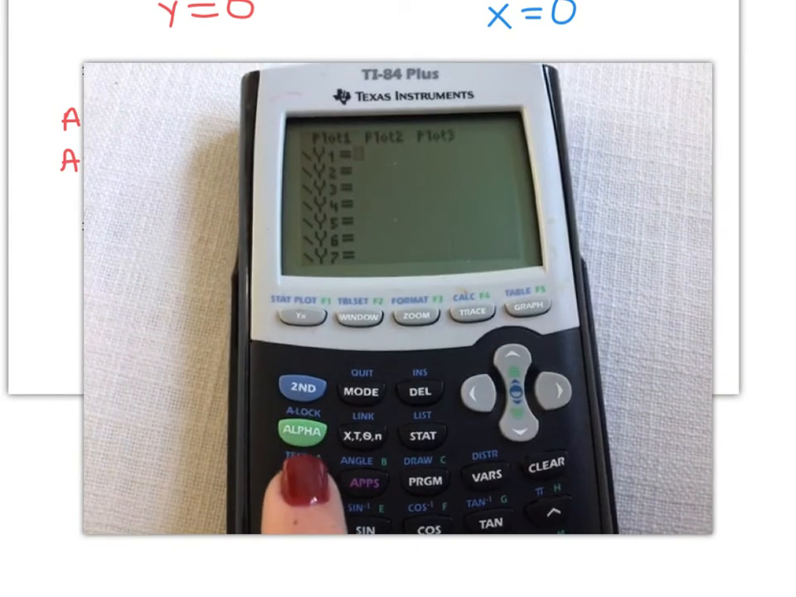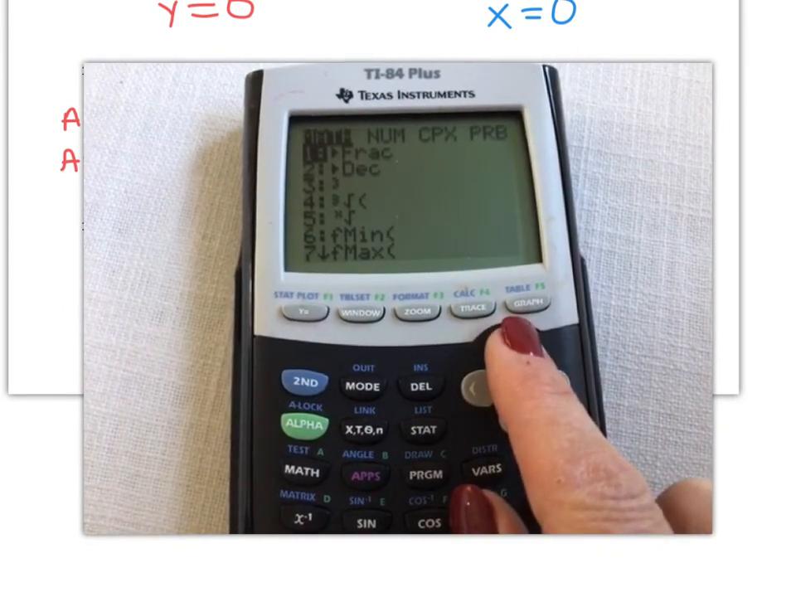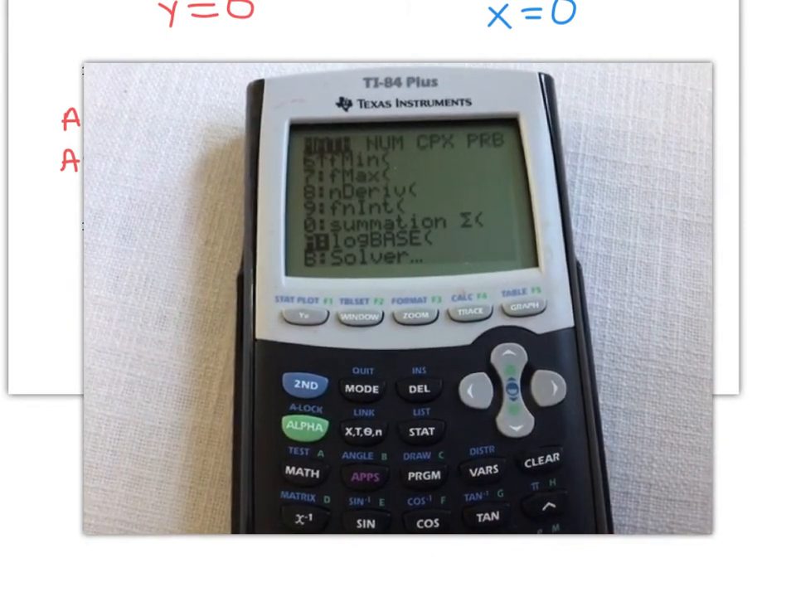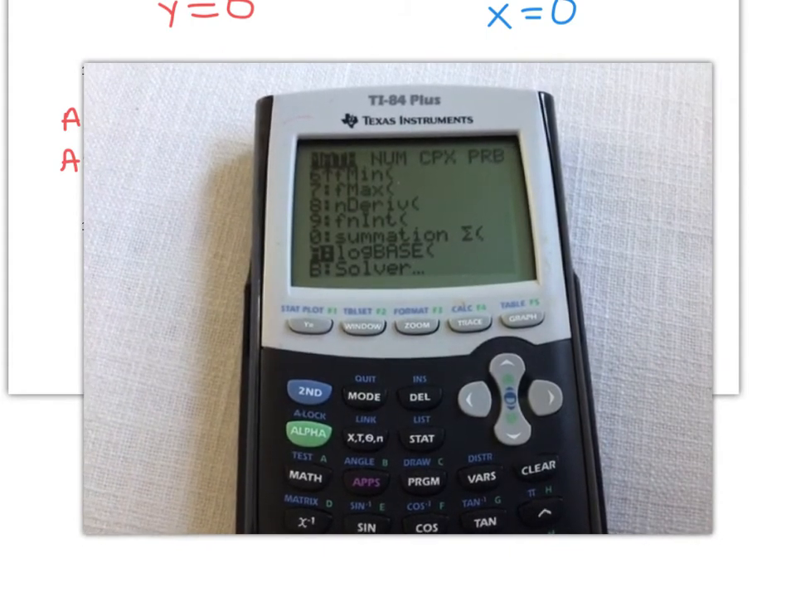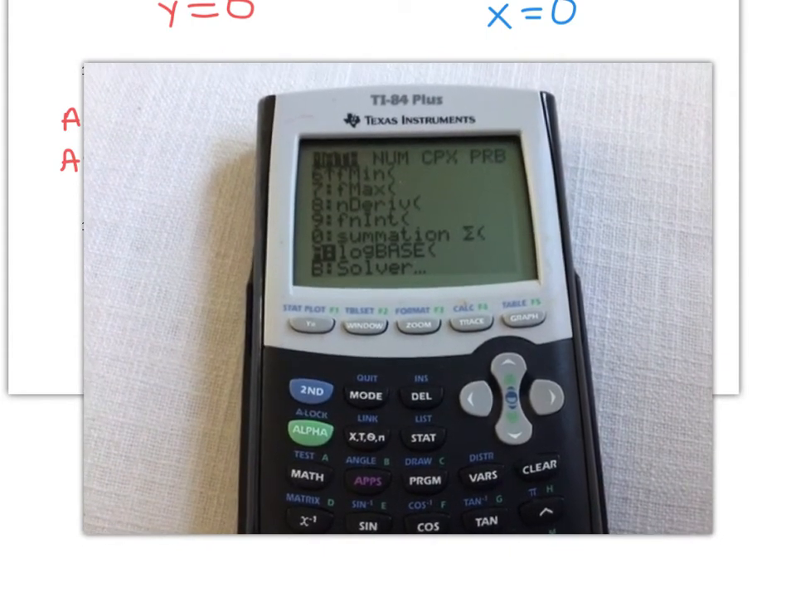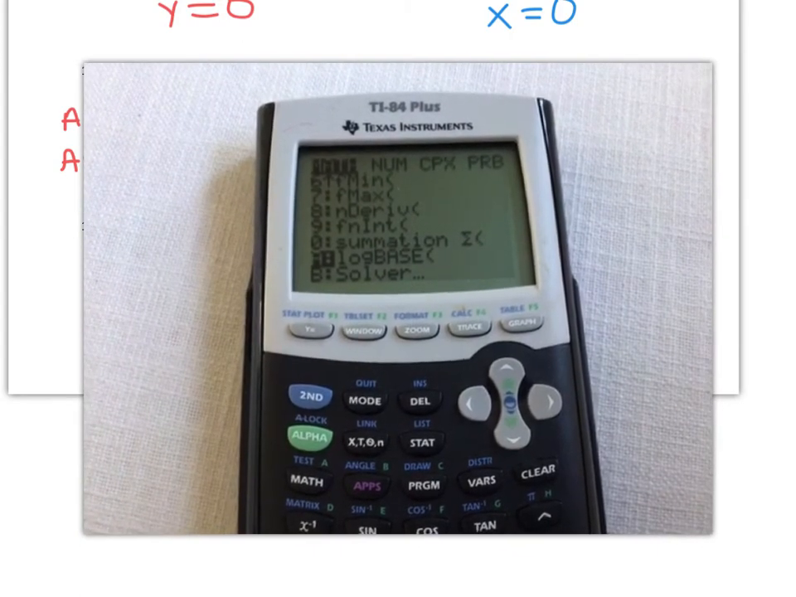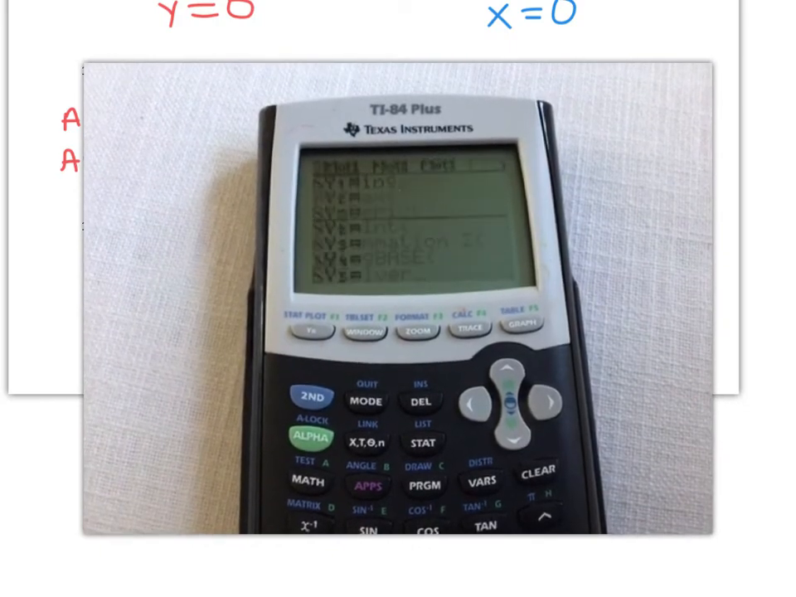We hit the math button, and you could either scroll up or down. I actually find it's faster to scroll up because it's all the way at the bottom. And see, letter A says log base. Hit enter on that. If you have one of the older calculators, it actually doesn't have the ability to do this. So I could show you how in your calculator when I'm back tomorrow. But if not, just borrow one of my calculators or look on with the person next to you, and we're going to hit log base.